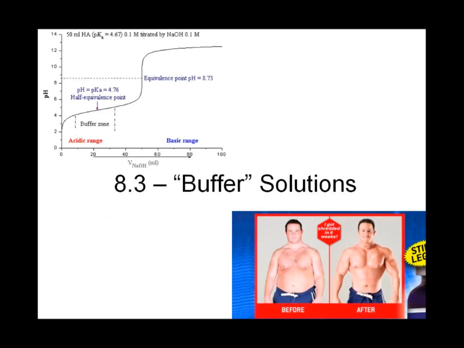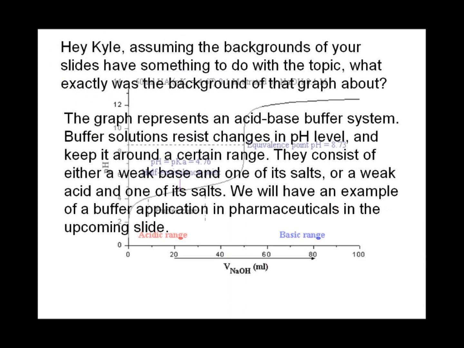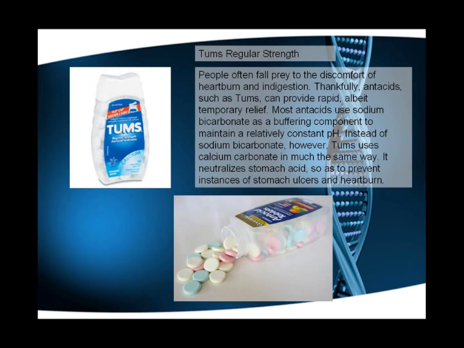And now onto the last pharmaceutical connection, buffer solutions. So what exactly does that graph represent? Well, it's a graph that represents an acid-base buffer system. A buffer solution resists change by keeping the pH within a certain range. These solutions consist of either a weak base and one of its salts, or a weak acid and one of its salts. Now, an example of such a buffer system would be present in a common pharmaceutical called Tums.